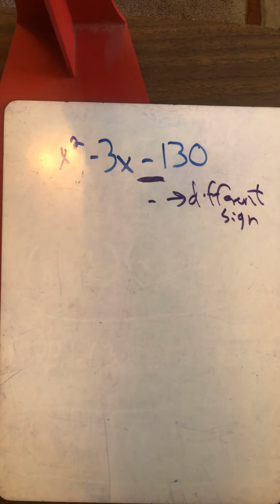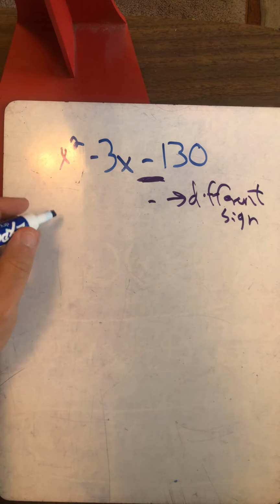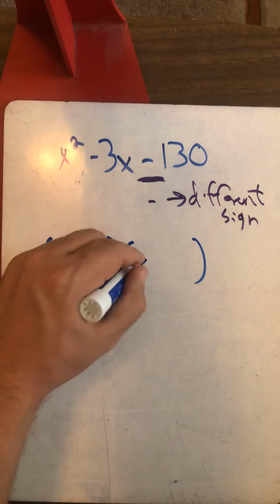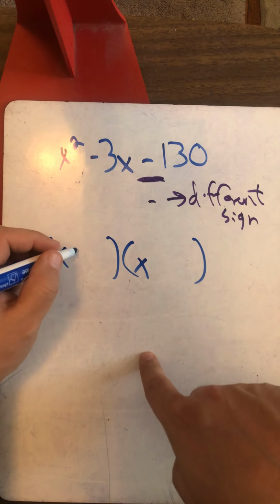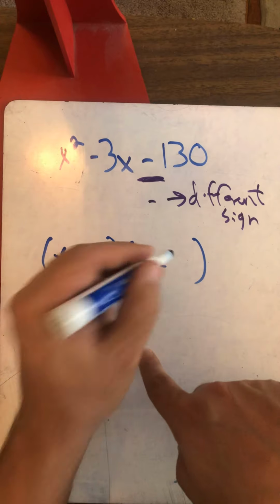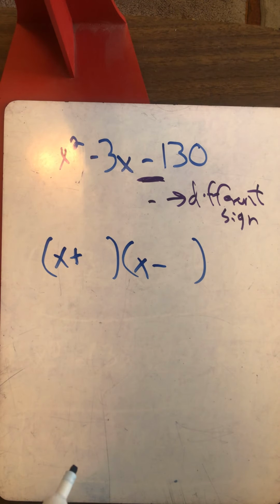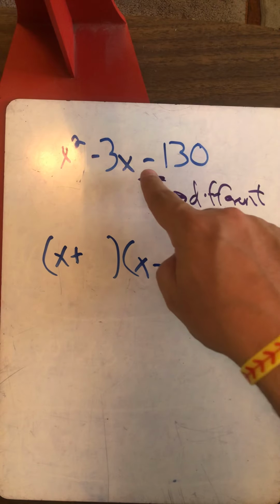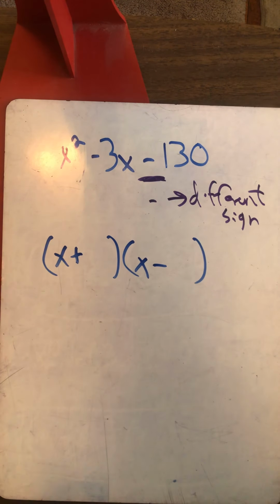So what does that mean exactly? Well, we go to our parentheses. Boom, boom, boom, boom. x, x. Different signs, that means one of these is going to be a plus, one's going to be a minus. Now, I'm going to look for factors of 130 that when we subtract them, give us negative 3.